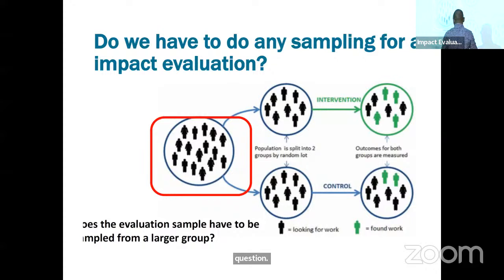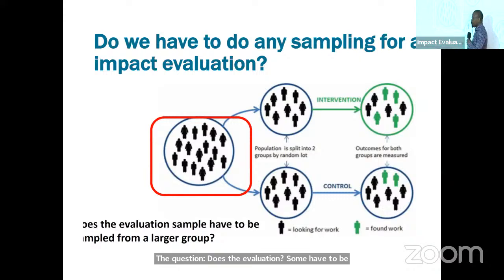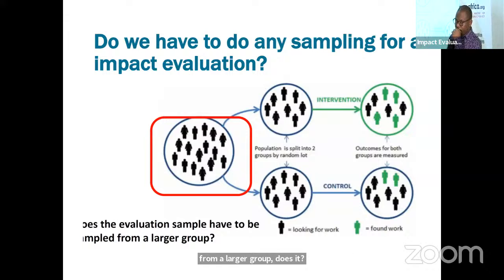So here is the sample. The question: does the evaluation sample have to be sampled from a larger group? Does it? Why? External validity, remember? External validity. Okay, if we were to do that. But in some cases, do you really have to sample for an impact evaluation?